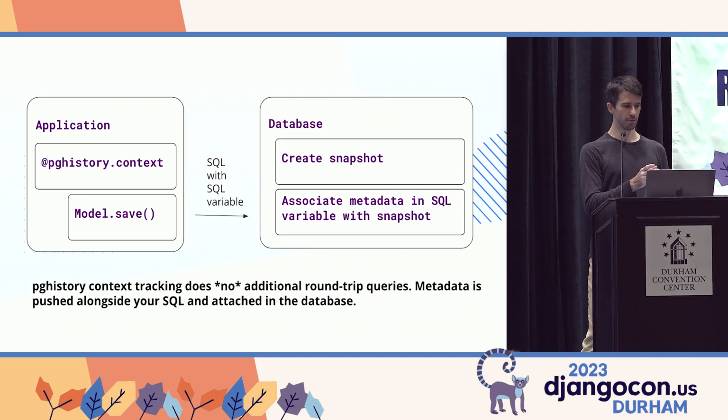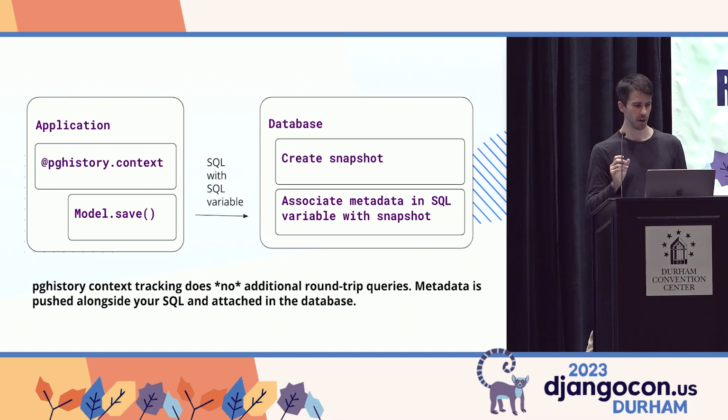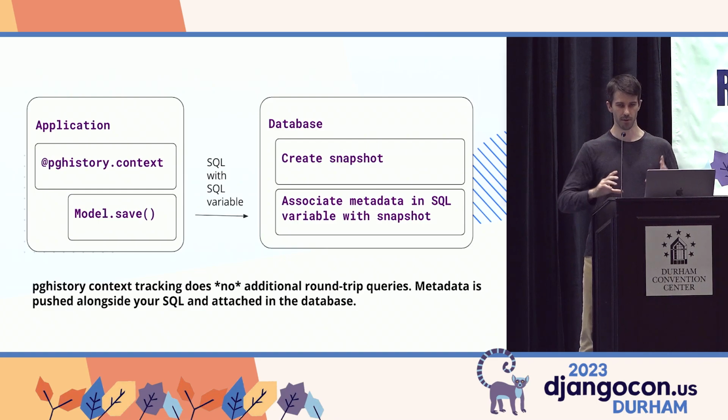And before we go into some more interesting design patterns with PG history, one final note about context. Everything in PG history is set up to be built with performance in mind. So when you go into PG history context, if you add it, you can nest it as many times as you want. It's not making queries or anything like that. You don't have to worry about it accidentally making 1,000 queries.